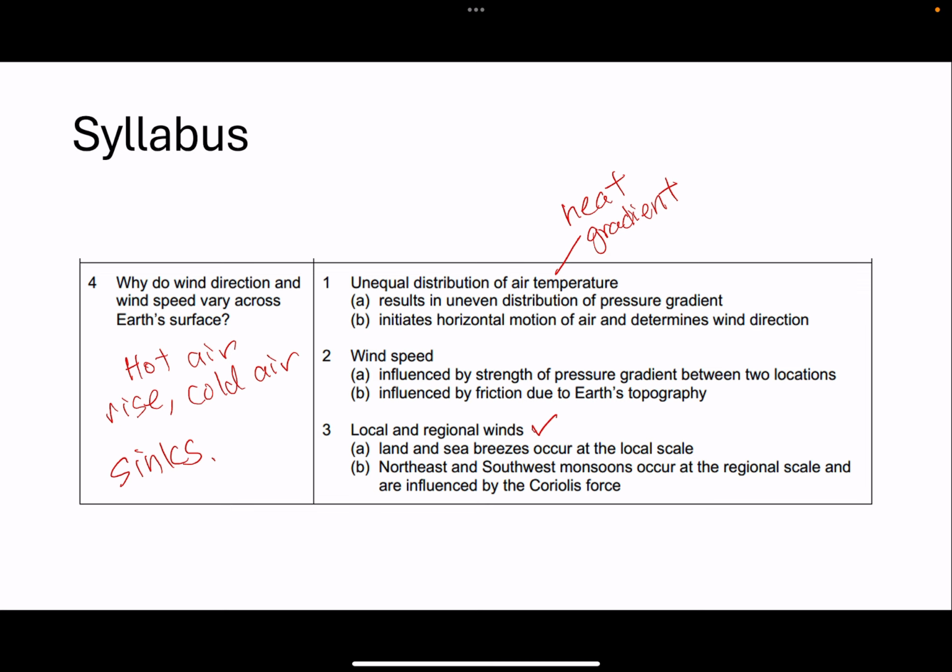Okay, welcome to the next portion of the revision series. This is Cluster 3 Climate, Topic 2, right? The continuation from where we stopped.